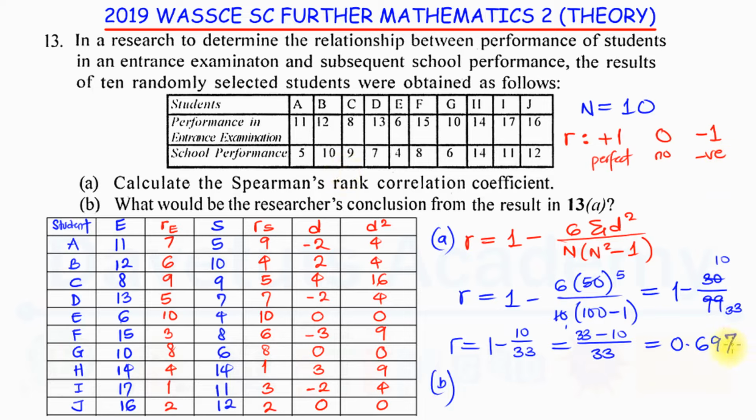But for this particular question, we can see that 0.697 is what we got as our Spearman's rank correlation coefficient. So the conclusion of the researcher should be that the relationship between the performance in the entrance exam and that of the school exam is fairly positive. So you can just have that, and with that you could have been able to get quite a good juxtaposition of the comparison of the student performance in the entrance examination and that of the school examination. All right.